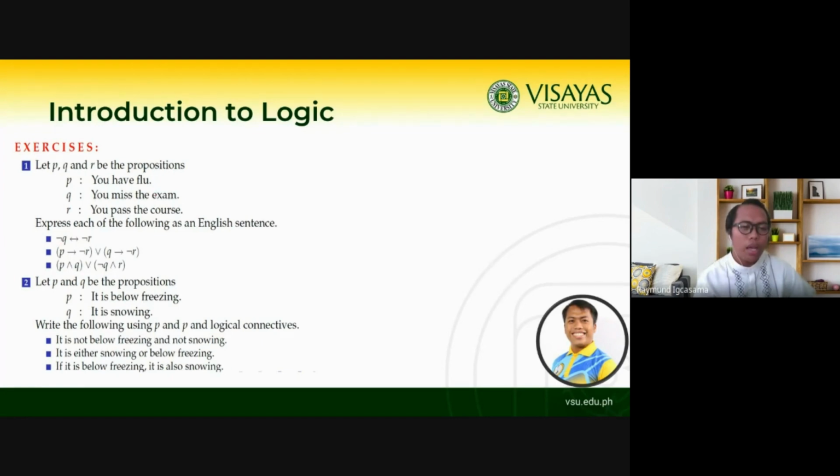You miss the exam. Ang iya negation is, you did not miss the exam. Negation, Q, butangan nimo og not. So you did not miss the exam if and only if you did not pass the course. Okay? So not Q, ang negation sa you miss the exam, you did not miss the exam. Ang negation sa R, you pass the course, mahimo siya nga you did not pass the course. This one is if and only if, a biconditional statement. So mahimo siya nga you did not miss the exam if and only if you did not pass the course. And the same as true with the other one.